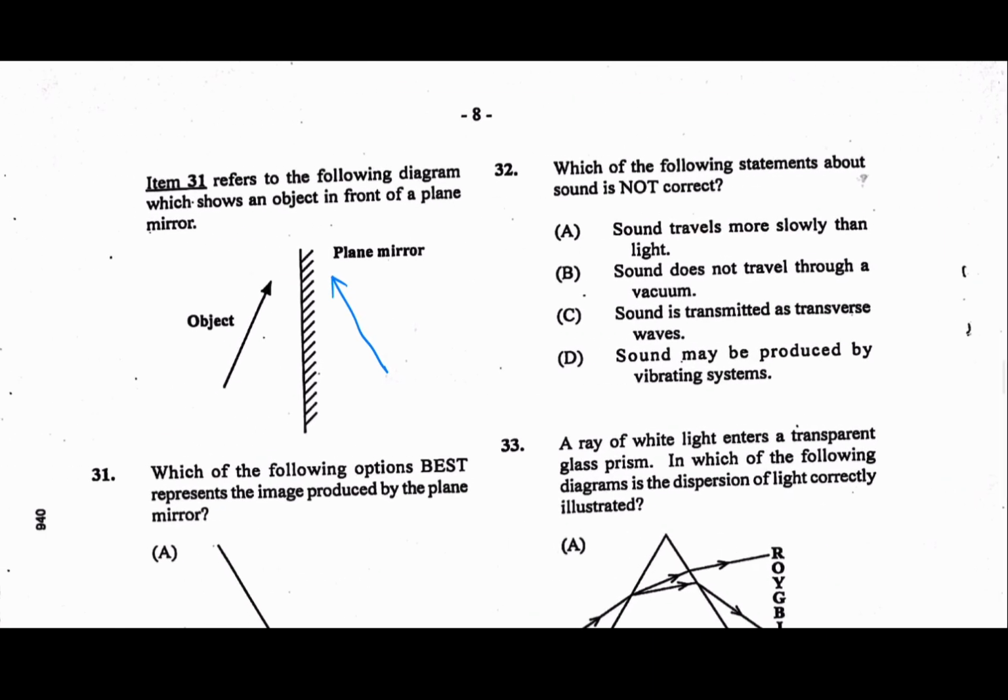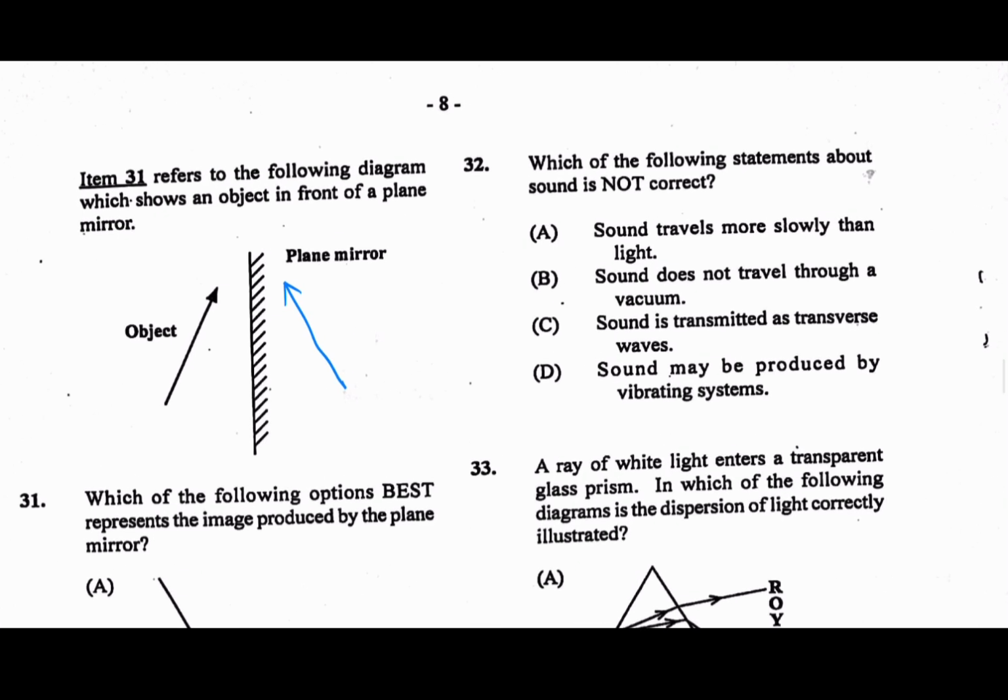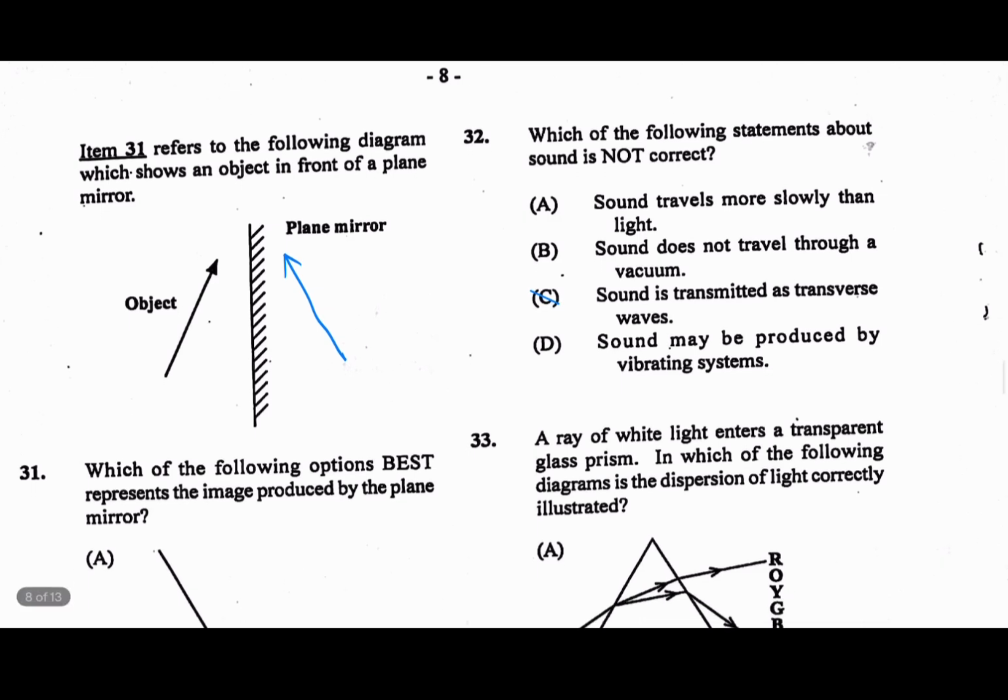Question 32. Which of the following statements about sound is not correct? Sound travels, that's true. Sound does not travel, that is true. Sound is transmitted as, this is a lie. We know that sound actually is a longitudinal wave. So that's a lie, right?